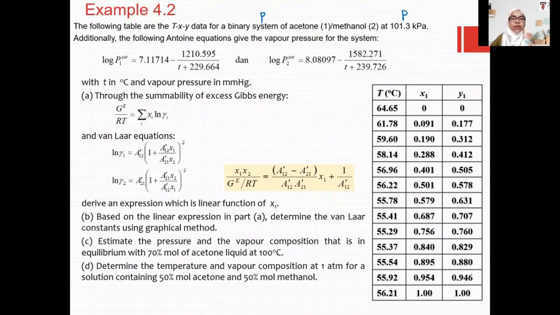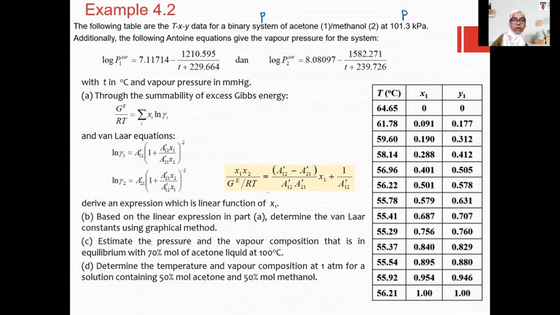Through the summability of excess Gibbs energy, the Van Laar equation derives the expression, which is a linear function of x1. The second question is: based on the linear expression obtained in part A, determine the Van Laar constant using the graphical method. So we need to plot the graph.